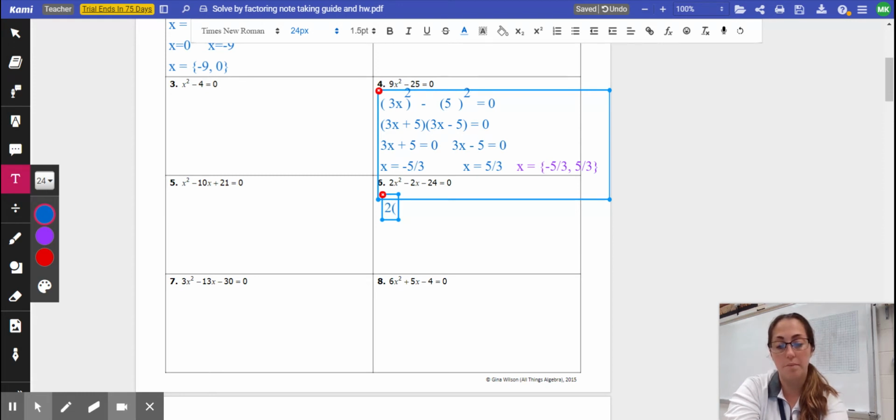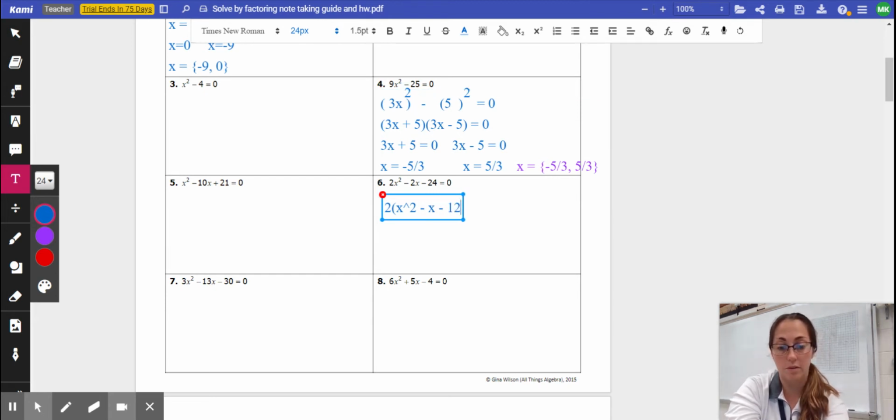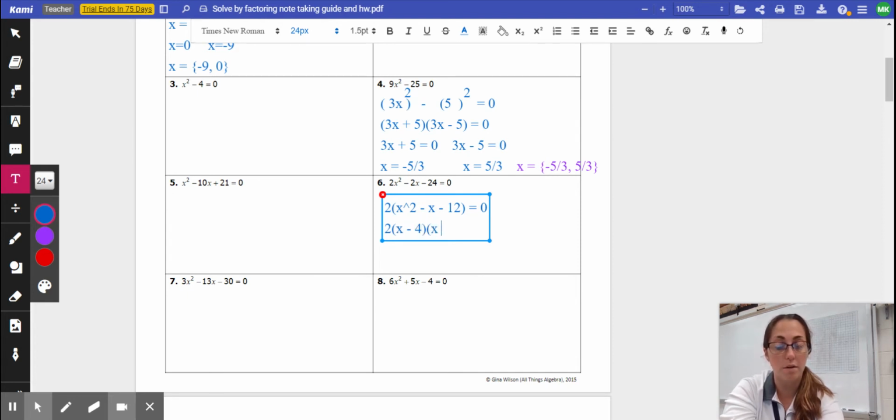Oh, a 2. So then from there, I have x squared, I'm sorry, I don't have the exponent button, so I'm just going to put it like that. Minus x, because I'm dividing by 2, minus 12 equals 0. So then from there, I'm finding out what multiplies to negative 12 and adds to negative 1. So that's 4 and 3.